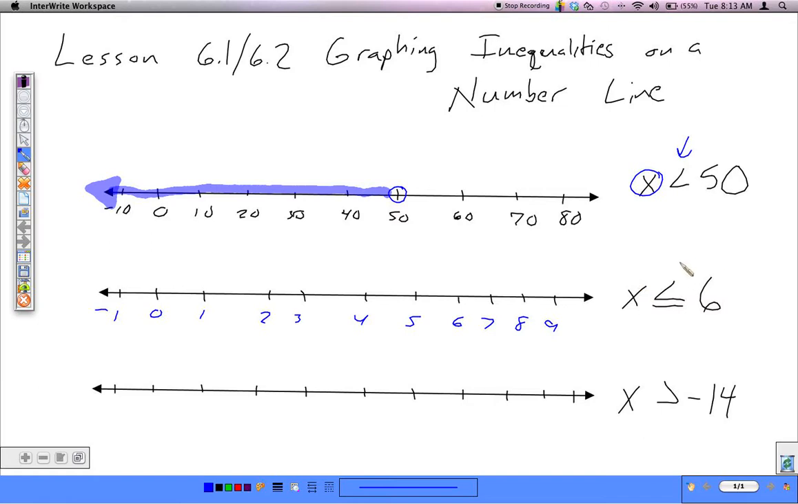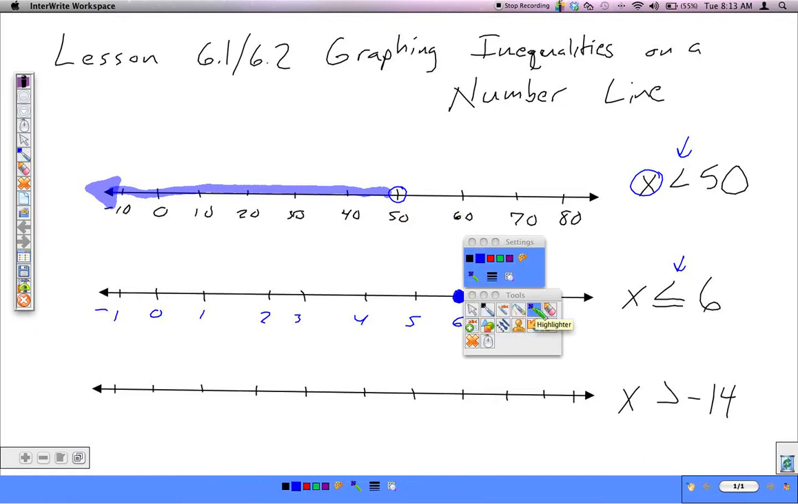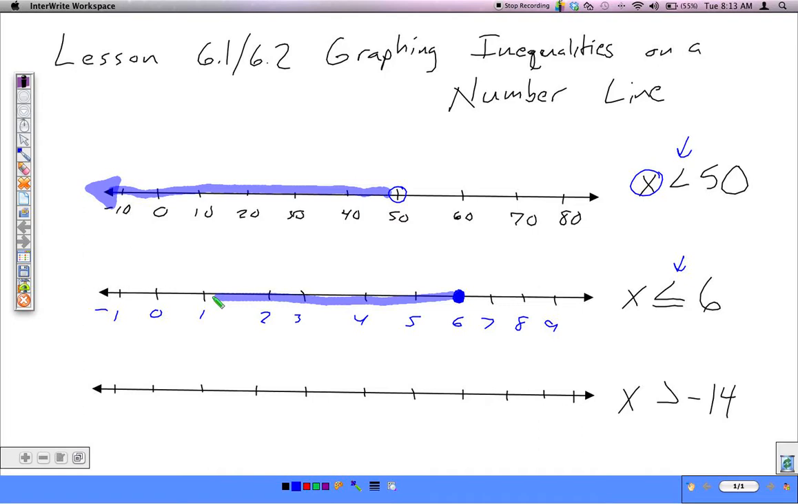Now, this sign says that it's less than or it's equal to. Now, if it can be the number, you put what's called a closed dot on there. And this closed dot means we can be equal to 6. The other sign with it says that it has to be lower than that as well. So we'll represent that situation as being lower. And we know the lower numbers are to the left. So we will shade to the left.